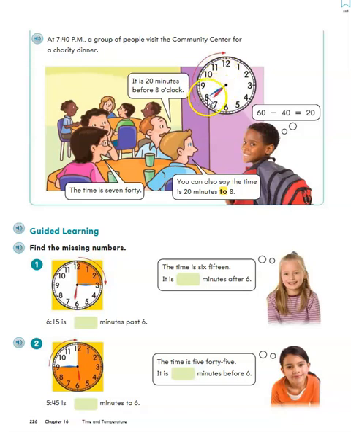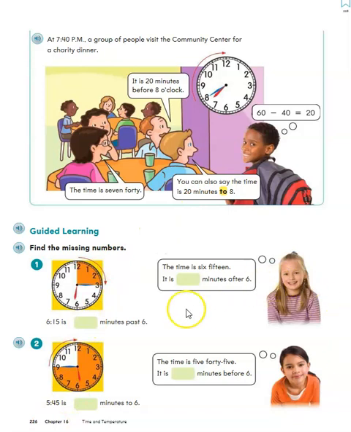start here on the 8 and count how many minutes is it going to be until the next hour, we would count 5, 10, 15, 20. And he's telling us 60 minus 40 is 20. So that means that in 20 minutes from this time, it's going to be the next hour, which would be 8. So it is 20 minutes before 8 o'clock. And then this guy says, you can also say the time is 20 minutes to 8.